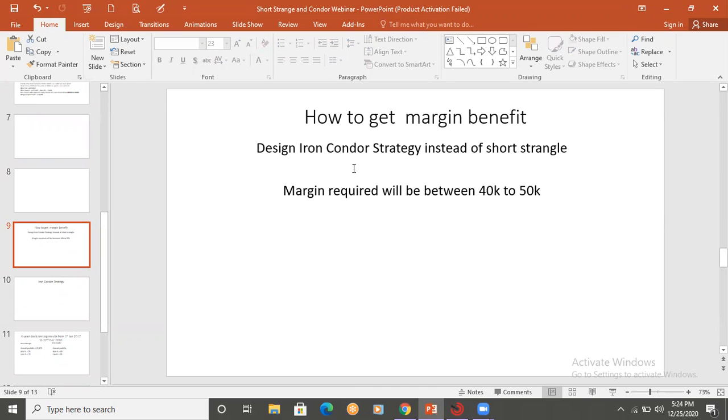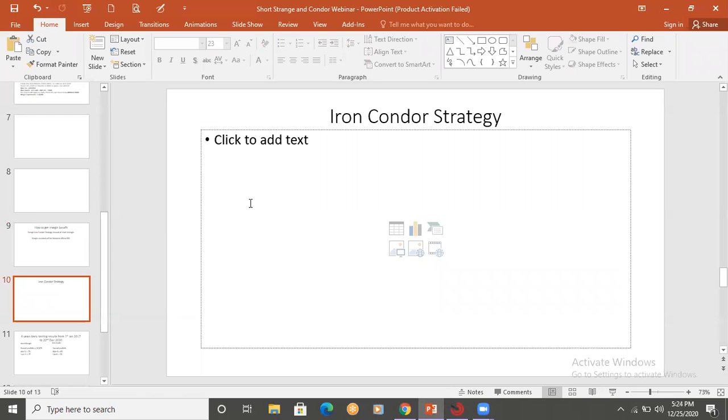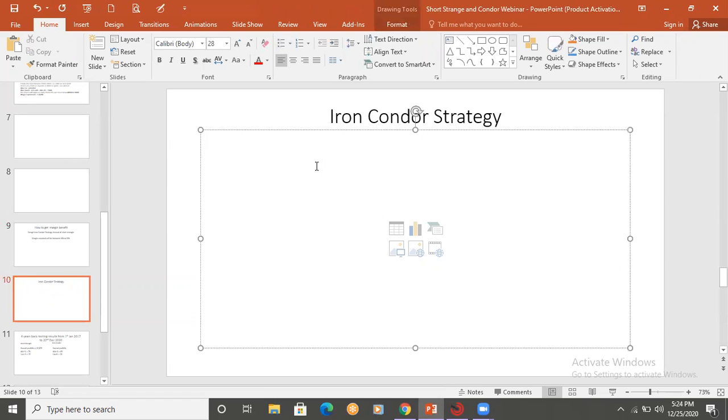Now, what is the iron condor strategy, guys? As I told you in the beginning, iron condor is nothing but the combination of bull put spread and bear call spread. So again, let's discuss when to design this iron condor strategy. We need to design this strategy when we expect Bank Nifty will move sideways. There won't be any major move in coming days in Bank Nifty. So I can design the iron condor strategy instead of short Strangle just to get margin benefit. Now let's see how to design this strategy.